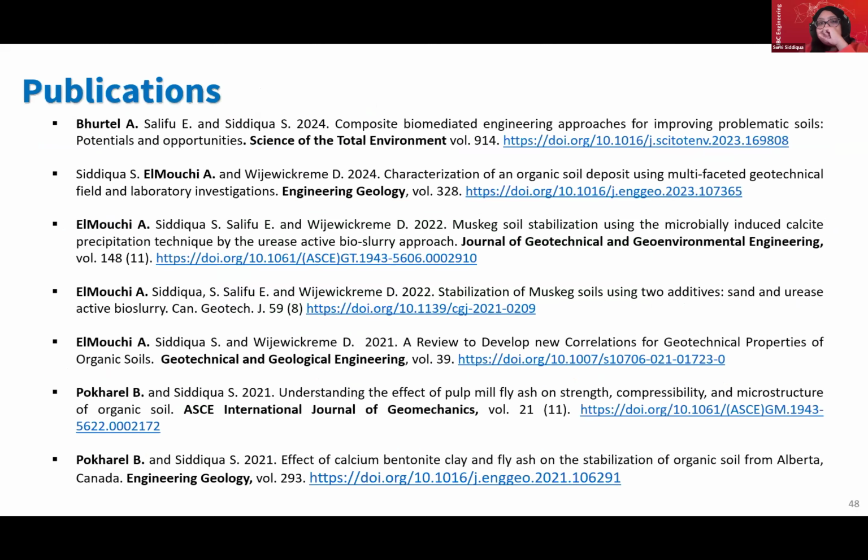We have a list of publications in this project related to chemical stabilization, and MICP methods described thoroughly in our publications in the Journal of Geotechnical and Geoenvironmental Engineering and the Canadian Geotechnical Journal, and then other ones are correlations and new approaches, and some review articles in Science of the Total Environment.